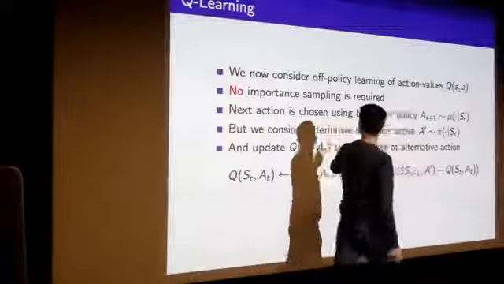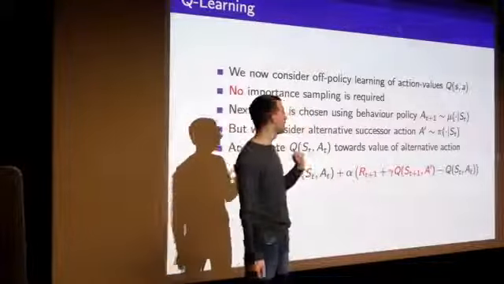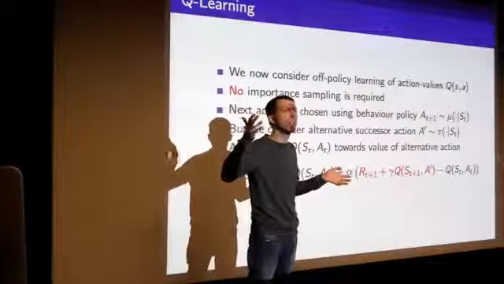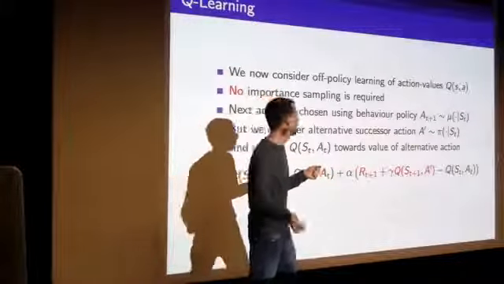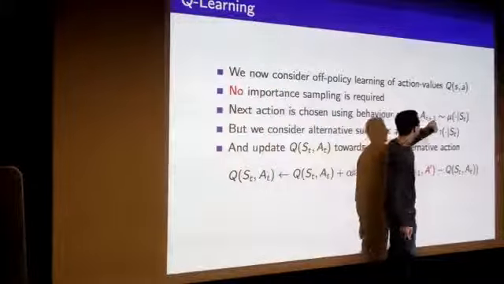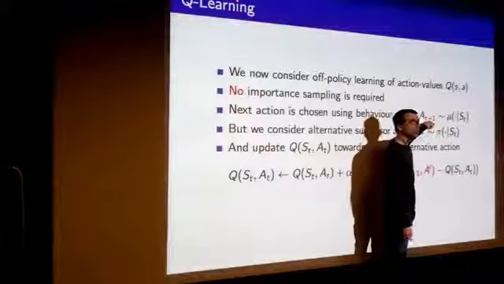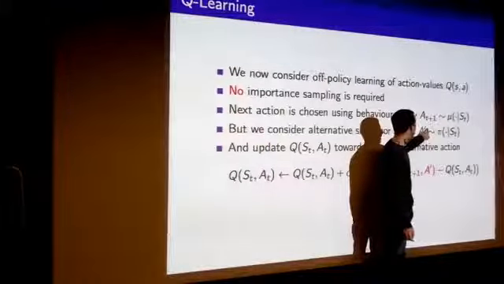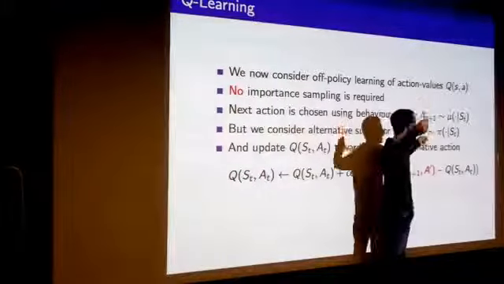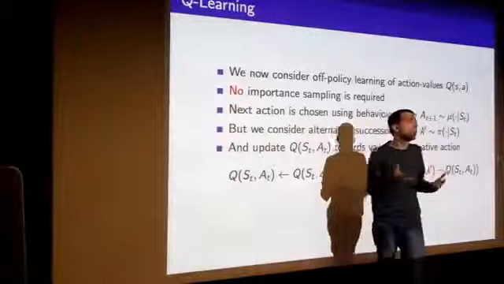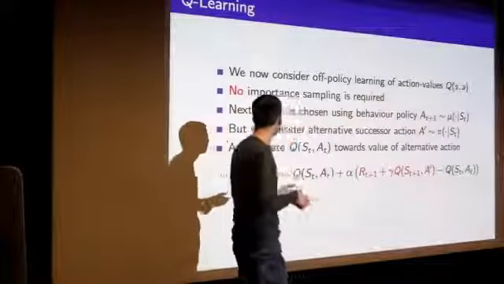Okay? But we're also going to consider some alternative successor action that we might have taken had we been following up our target policy. So we sample, this is our random variable representing the real thing we took in the world, that's time step t plus 1. And this A prime is like our alternate thing. Like we're just imagining if I'd taken this thing under my target policy, what might the world have looked like?